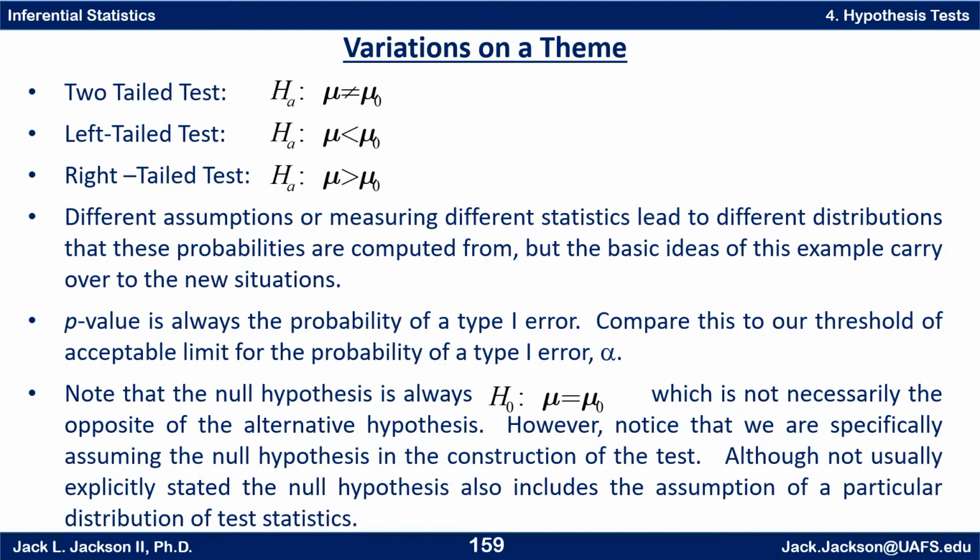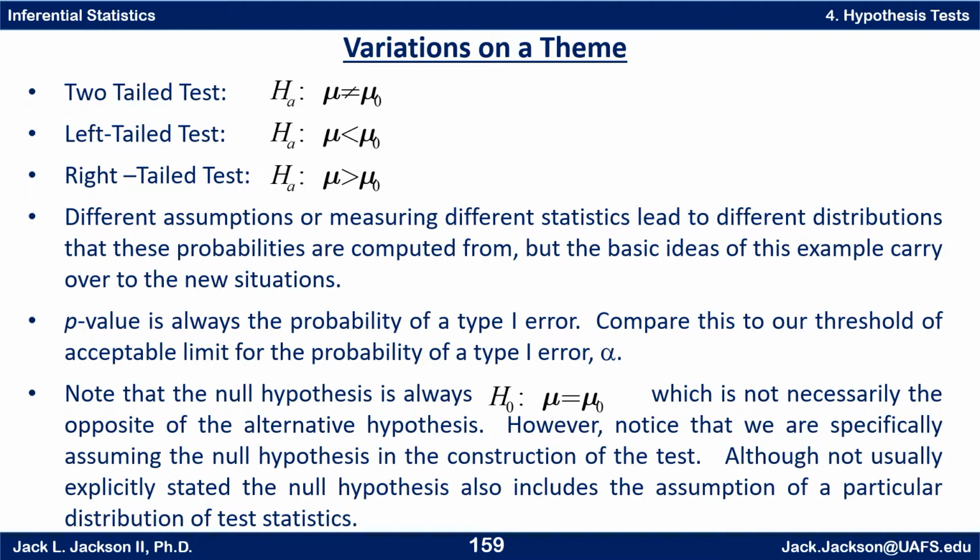So there are some different variations on a theme that we could have here for hypothesis testing. First of all, the example that we did was a two-tailed test. The alternative hypothesis was that mu was not equal to mu naught. We could also do a left-tailed test where the alternative hypothesis is that your mean is really lower than the reported mean, mu sub 0.